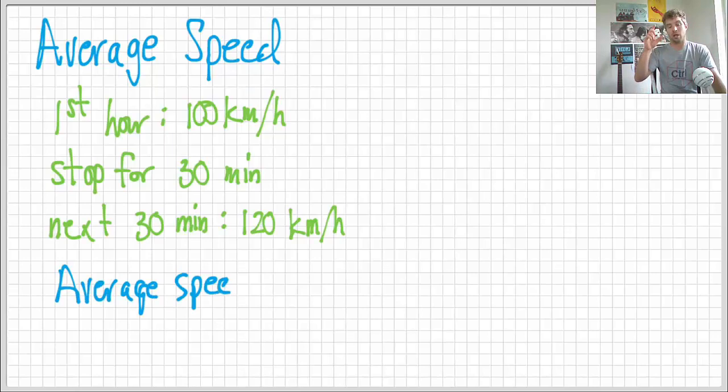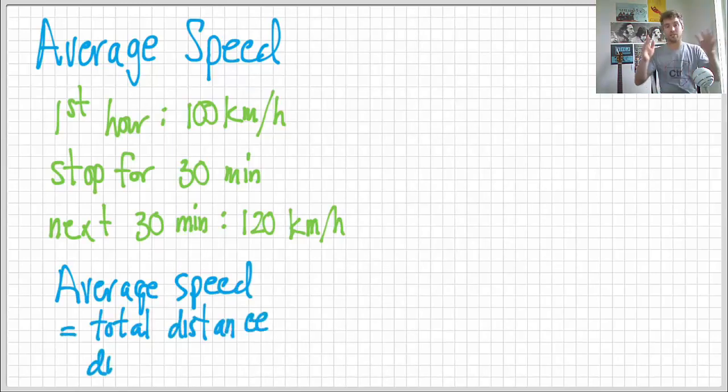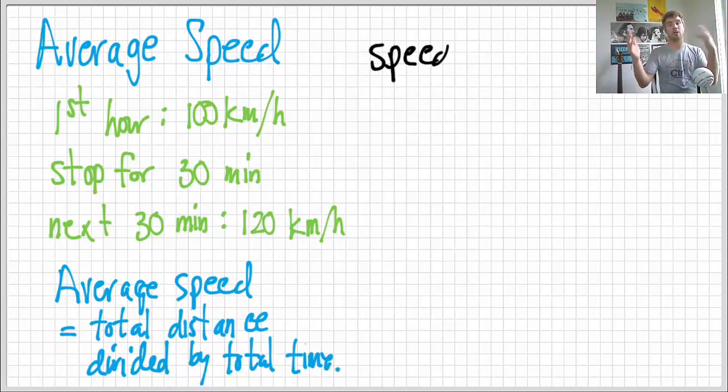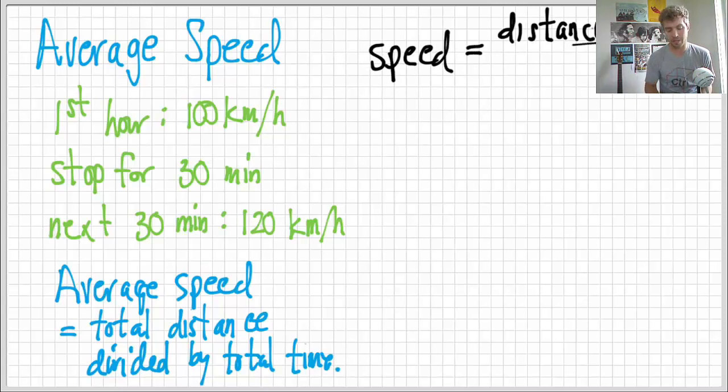So it's that full 2 hours: the first hour, the half an hour where we stopped, and the next half hour. We want to find the average speed for that 2 hours, say the average speed for the trip. It's the total distance divided by the total time.